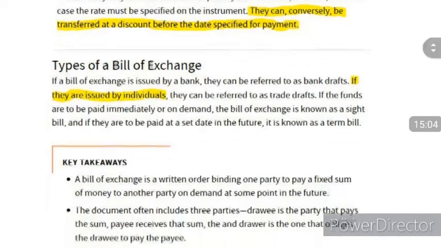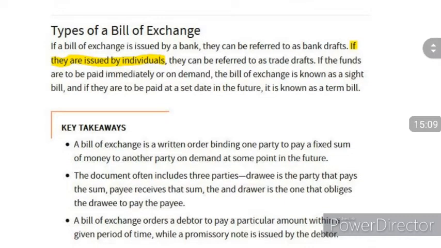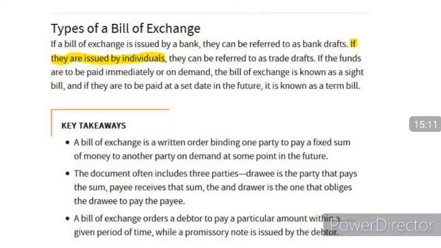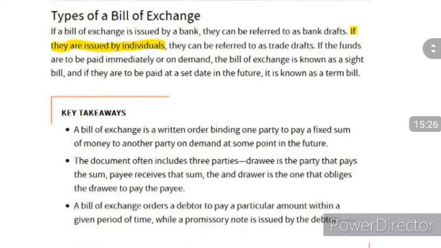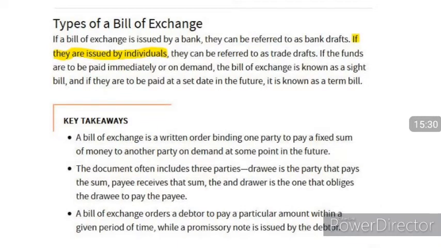Going into types of bill of exchange, there are bills issued by a bank, which can be referred to as bank drafts. If they're issued by individuals, they can be referred to as trade drafts. The naming of them like that isn't really important, but it once again shows that they can be issued by individuals.